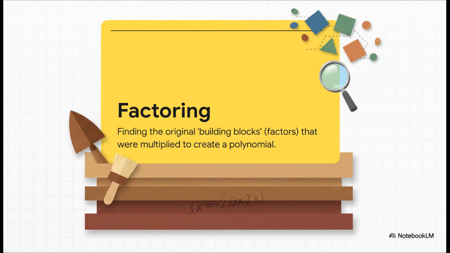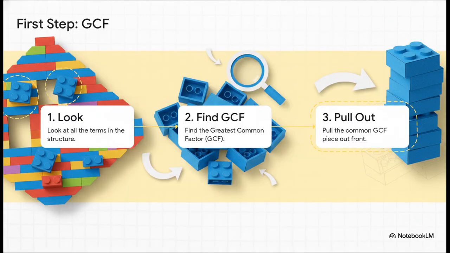So the key thing to remember is that factoring is all about discovery. Seriously, it's like being a mathematical archaeologist. You're carefully digging into an expression, dusting it off, trying to find those core components, the original factors that were used to build it in the first place. So where do you even start?